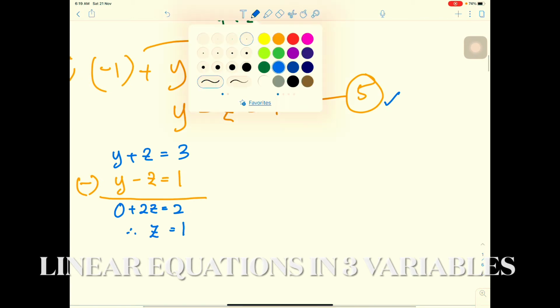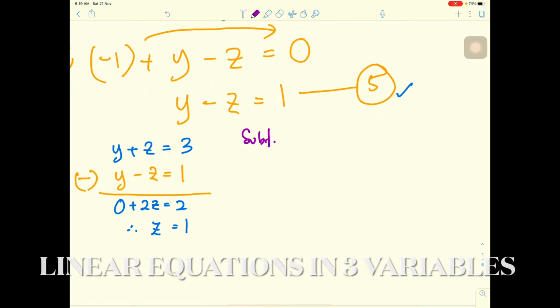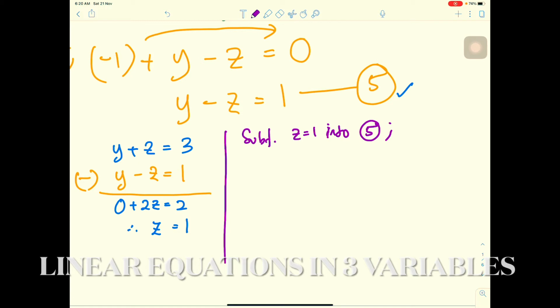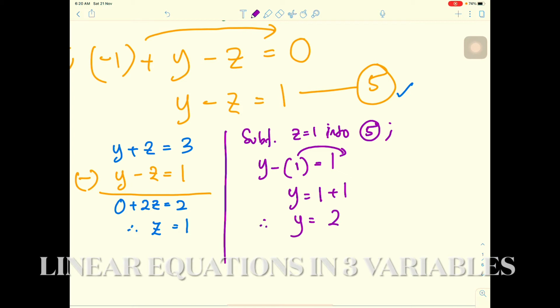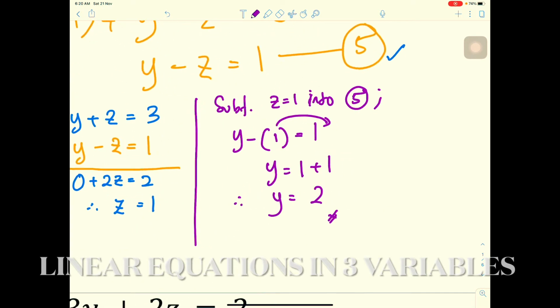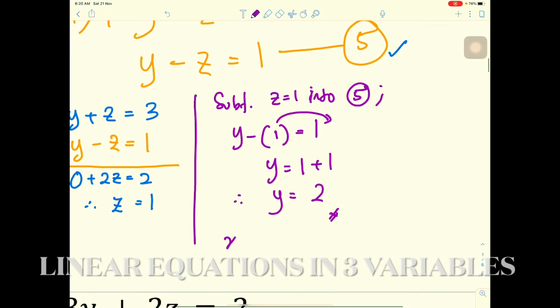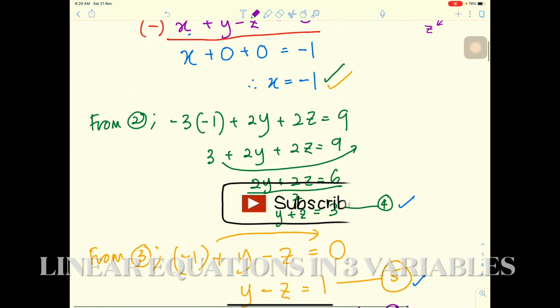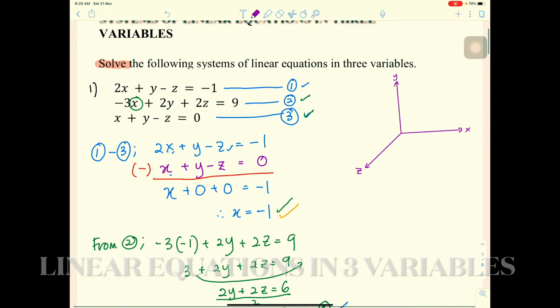And then last but not least, what do we do? Substitute z equals 1 into equation 5. So y minus z equals 1, y minus 1 equals 1, so y equals, bring to the right hand side, 1 plus 1 equals 2. So y equals 2. So for all the variables, x equals -1, y equals 2, and z equals 1. This is the answer for the question for the simple linear equation in three variables.